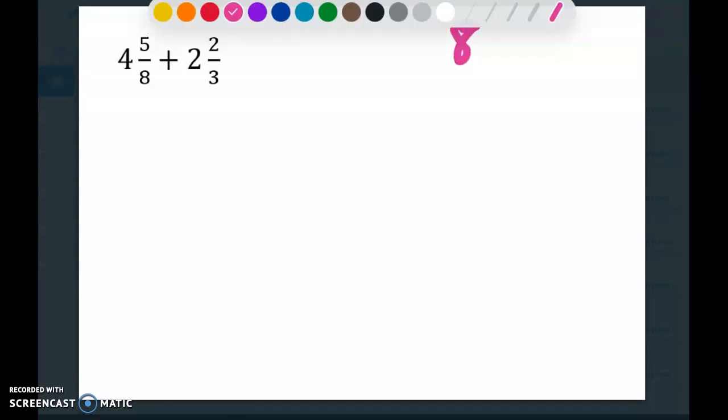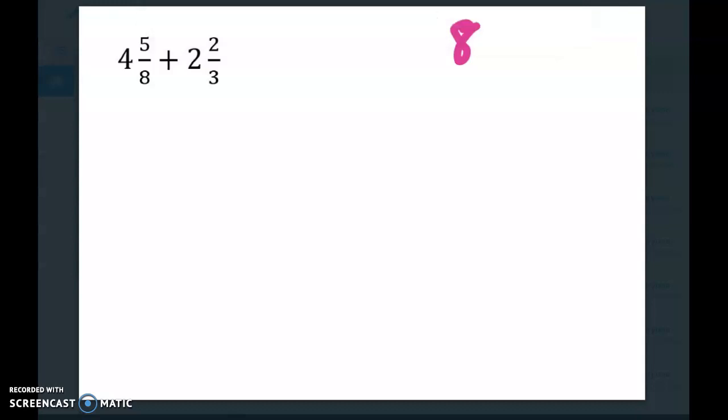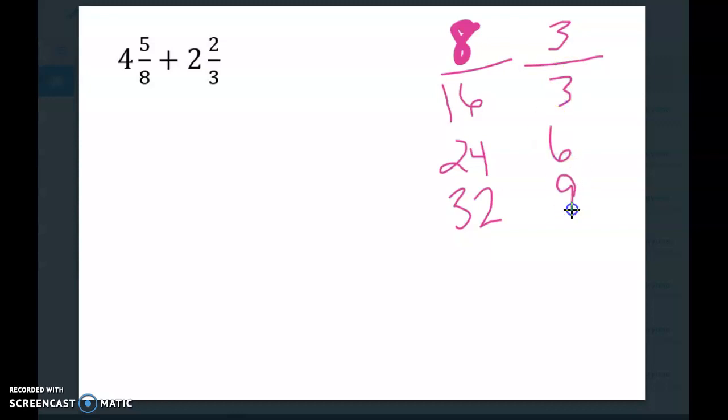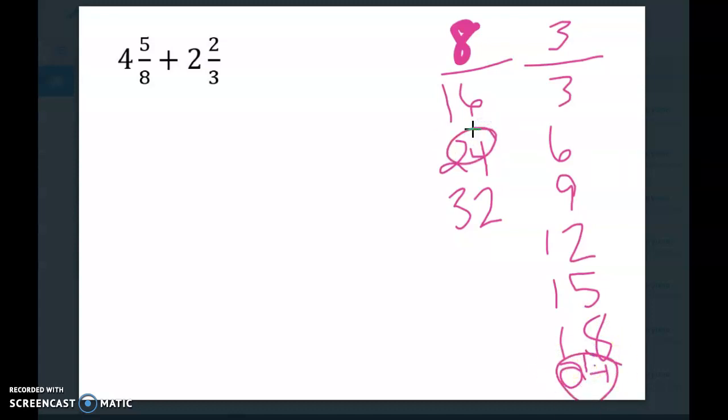So 8, 16, 24, 32. I usually go up to 4 or 5. So now let's write up our list, our factors of 3. 3, 6, 9, 12, 15. I'm not seeing anything in common, so I'm going to keep going. 18, still nothing. 24, and there it is. 24 is my common denominator.